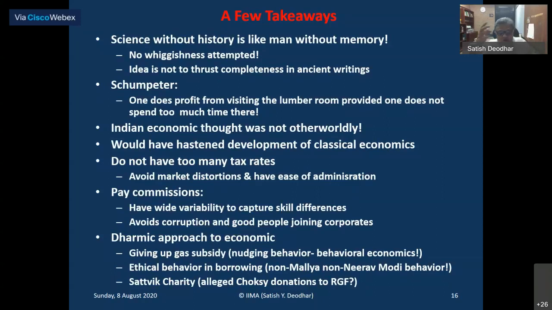We talked about charity: sattvic, tamas, rajas. If you want sattvic charity, you don't want charities like Choksi giving donations to foundations which are of questionable character. So many of these things come out of our ancient literature. I thought I'd just present this to you.